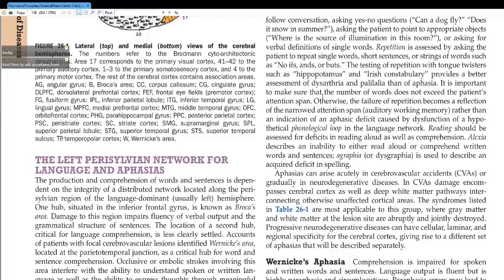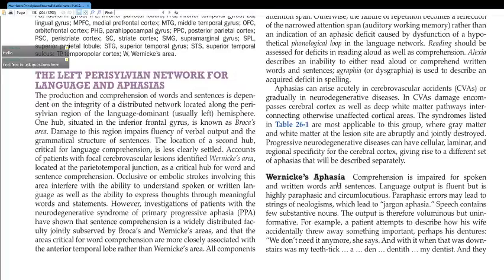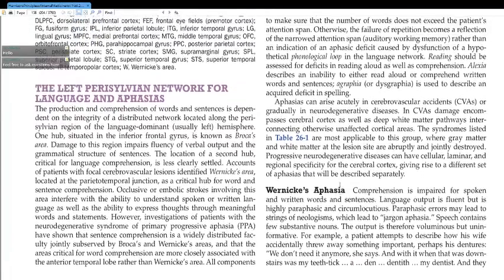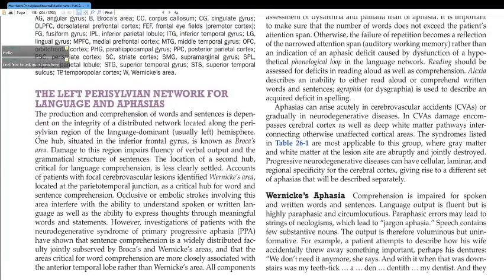It is important to make sure that the number of words does not exceed the patient's attention span. Otherwise, the failure of repetition becomes a reflection of narrowed attention span. Alexia. There's a thing called alexia and agraphia. Agraphia is for spelling.